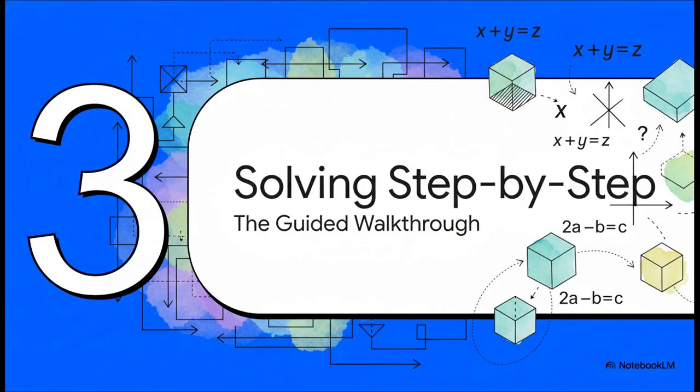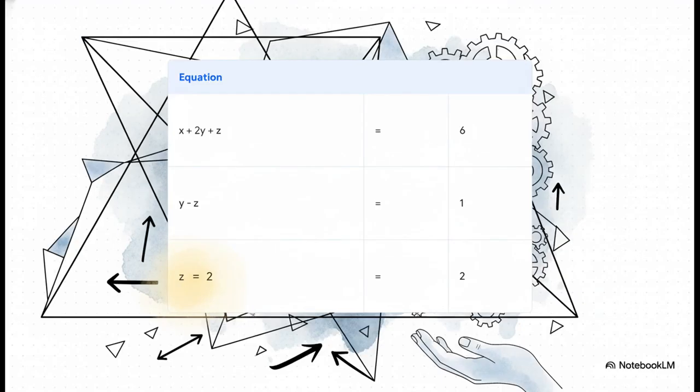This is the guided walkthrough, where we're going to solve these systems together. Let's start with an easy one to warm up. This system is basically a gift. It's already in perfect triangular form for us. Look at that bottom equation, z equals 2. The first piece of the puzzle is just handed to us. So we can hit the ground running and start our back substitution immediately.